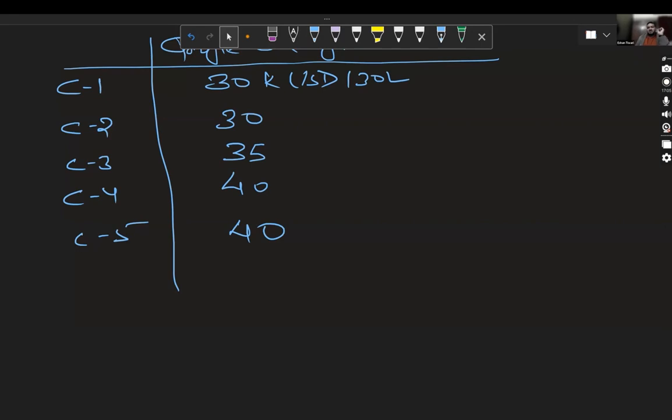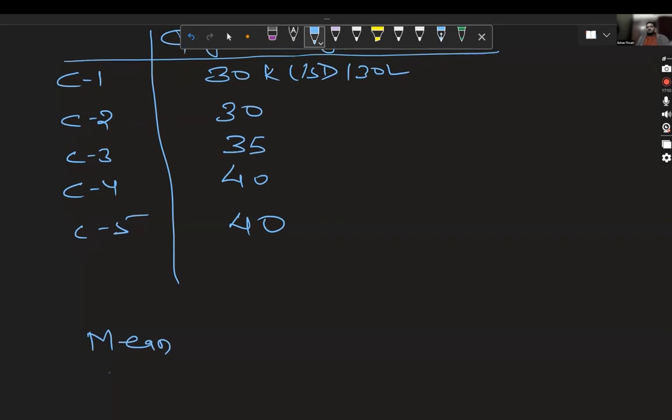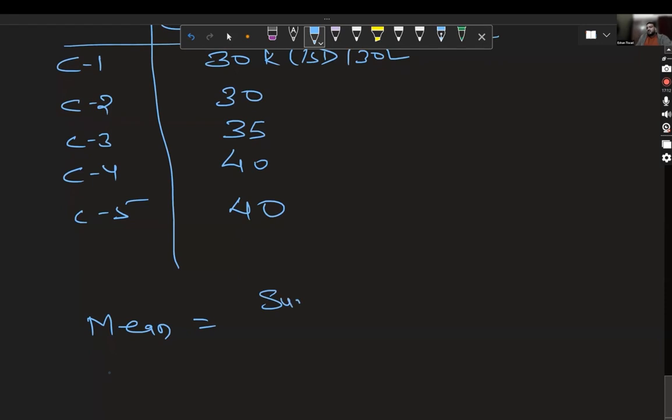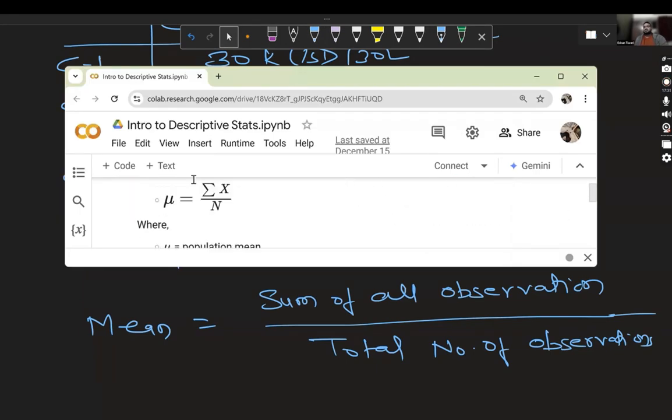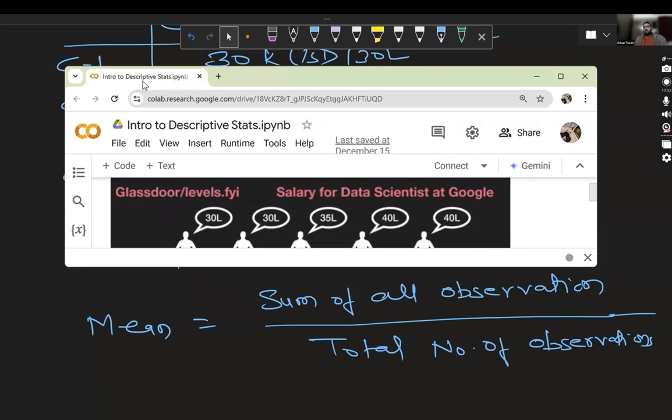So the first technique which we are going to use is called mean. Mean is the sum of all observations divided by the total number of observations. And don't worry if you feel it's going a bit fast. I have very well written notes covering all these concepts, so everything will be shared with you in the notes as well.